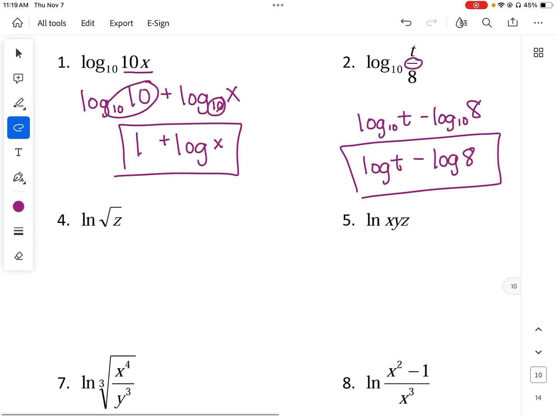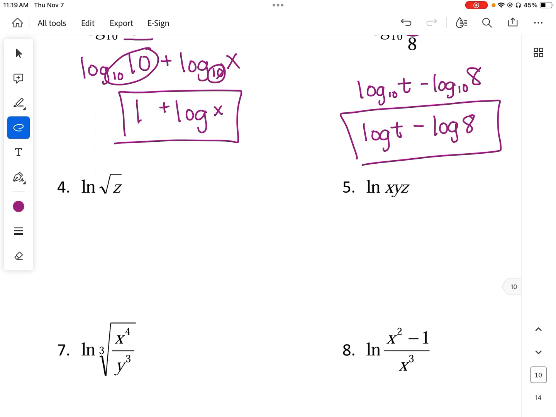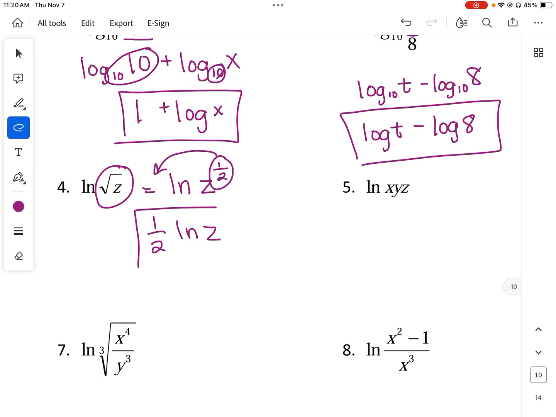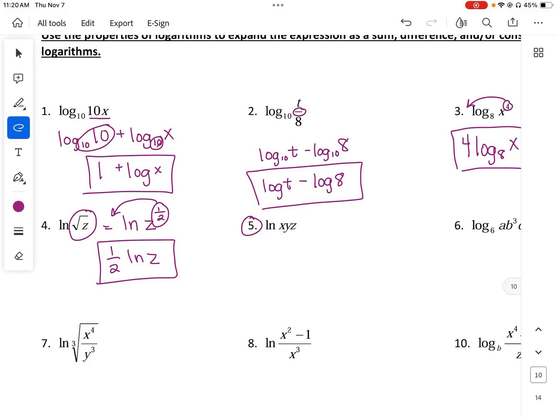Okay, let's go to the next one. ln square root of z. So using our rules of exponents, this really means z to the 1/2. When you have an exponent, we're going to put that out front. 1/2 ln z. Okay, we are going to do the rest of these in class.